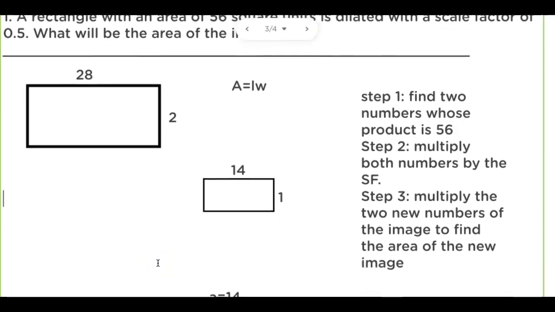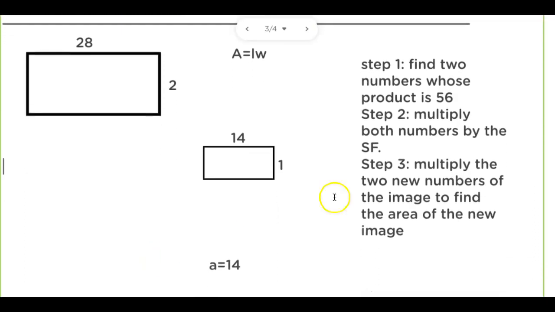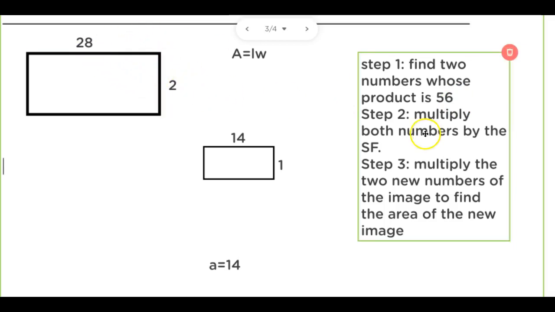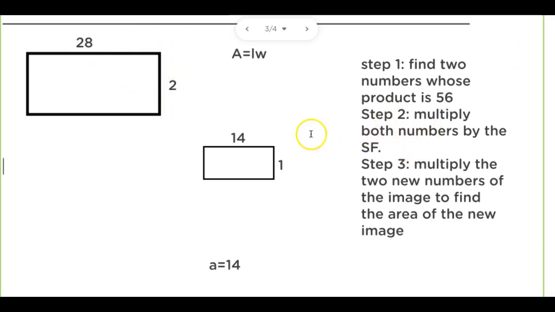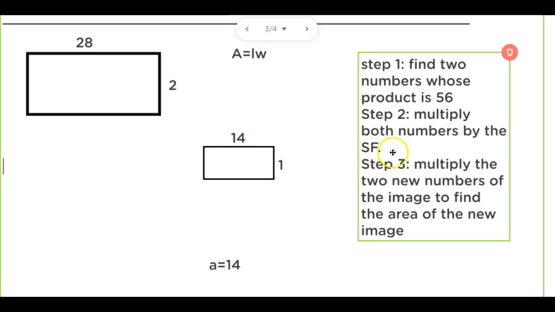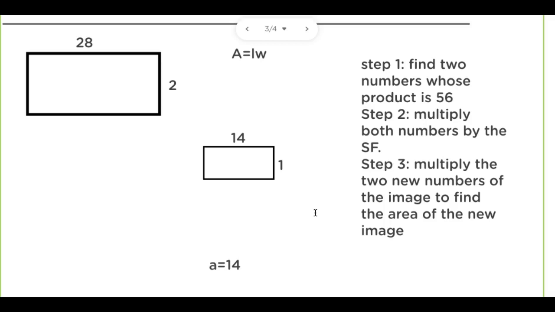Step 2. So we did step 1. We found two numbers that gave 56, 28 and 2. We did step 2, multiply both numbers by the scale factor, and that gives me the new numbers. So step 3, now we're going to multiply these two numbers to get the area of the image, and 14 times 1 is 14. I did that to show you that no matter what numbers you pick, you're still going to end up with the same area.